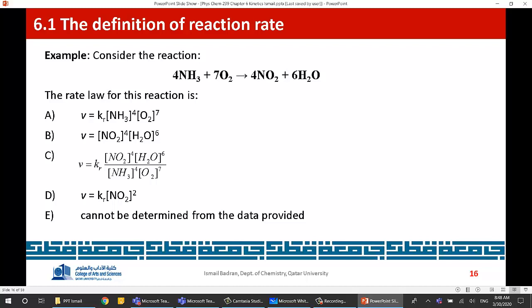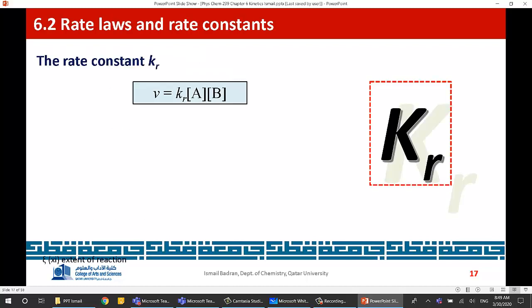In number C, somebody is writing the rate law as if she is doing the equilibrium constant. You see, it's products divided by reactants, and she spent some good time putting all the coefficients together. But again, this is wrong because first, the rate law has nothing to do with the equilibrium constant. Secondly, you cannot know the rate law until you have some experimental data. And thirdly, D is also wrong. Okay, so the answer for this question is E.